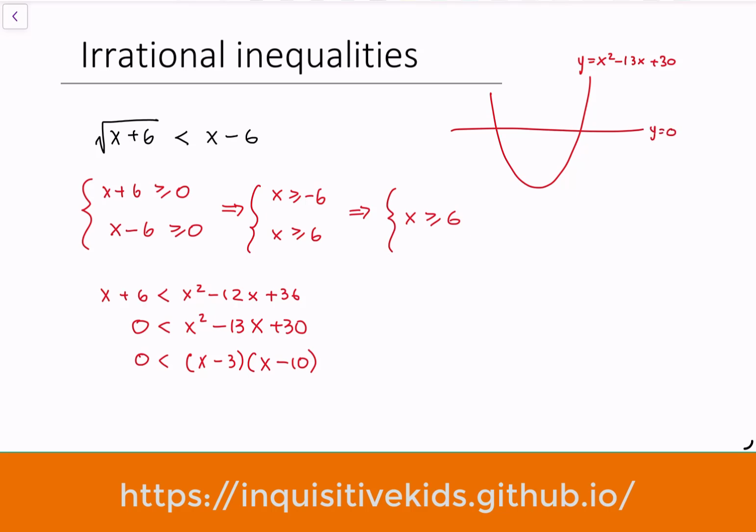And now we're trying to find beyond which x values, which is here and here, does the graph stay positive. It goes above the y equals 0 line. Well, we know that one of the roots is here, x equals 3, and the other root is here, x equals 10, which means that when x is less than 3 and when x is greater than 10, do we have the expression being greater than 0.